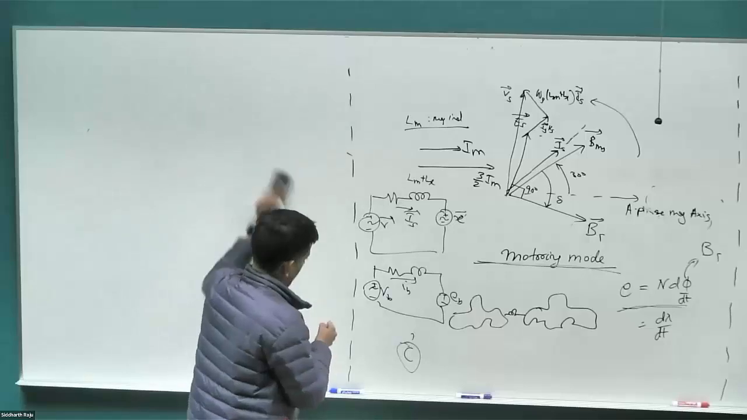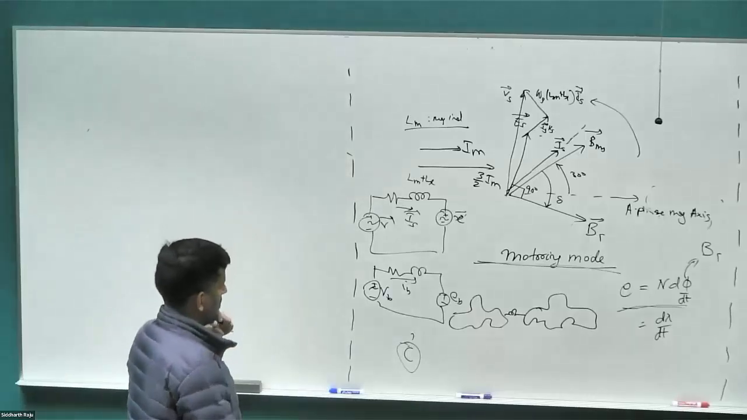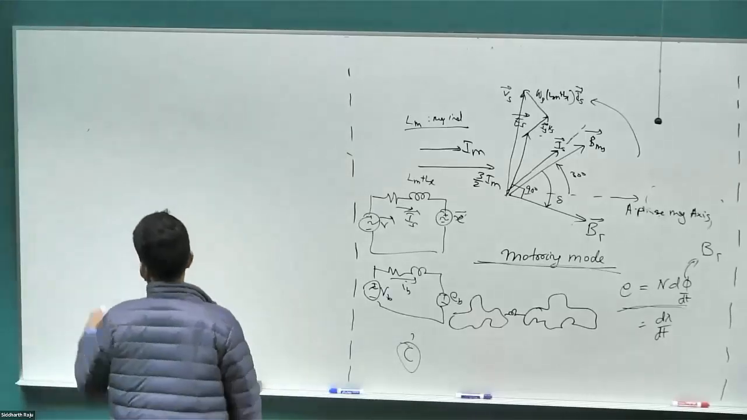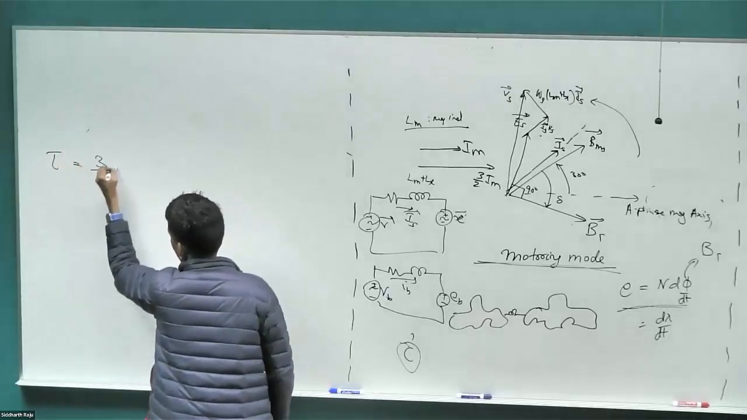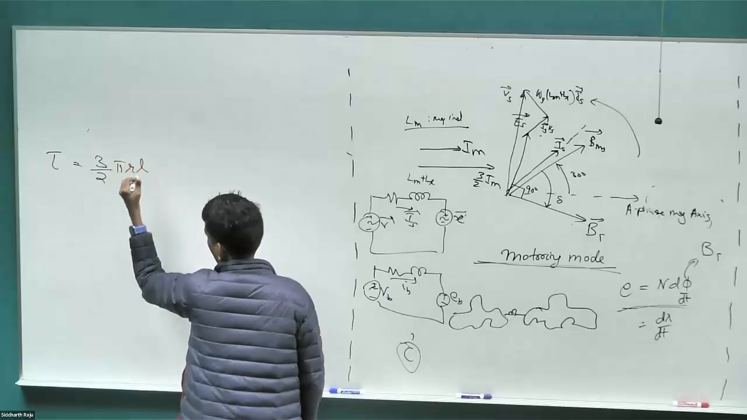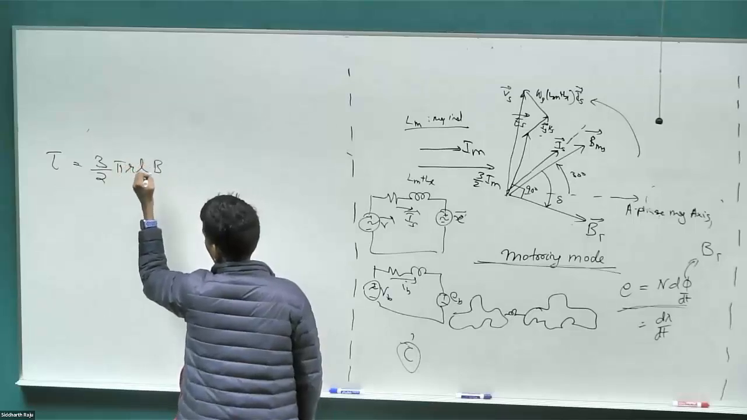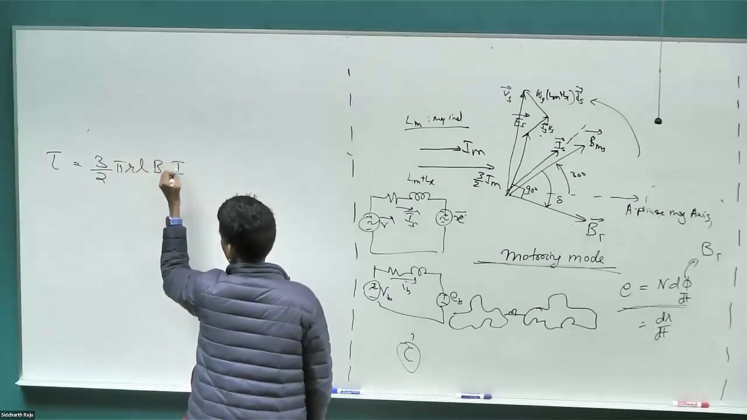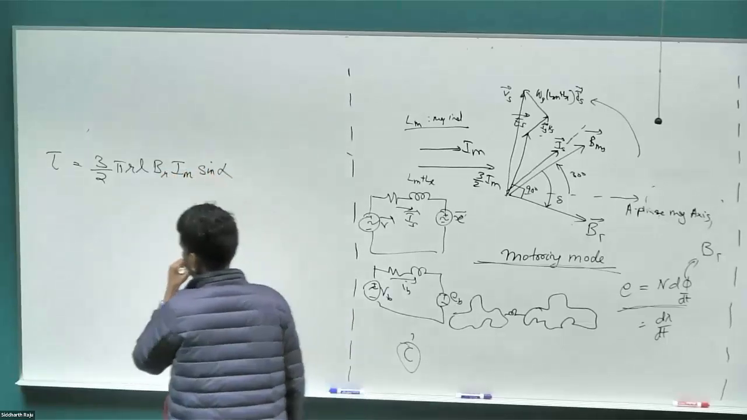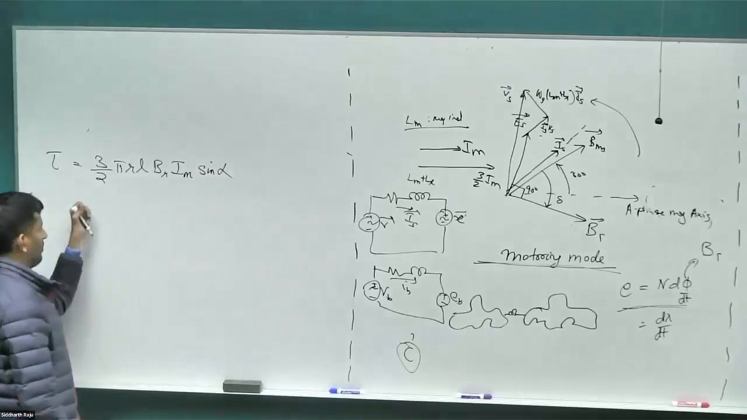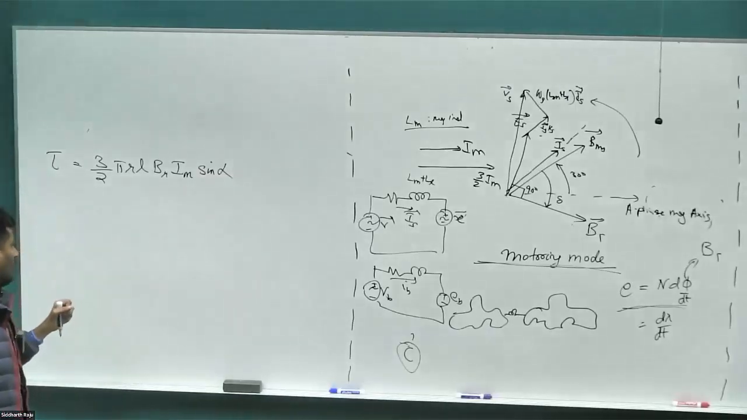So let's quickly, we have looked at the PMAC, but the torque is missing. So the total torque, again we have derived this, so I'm not going to redo the derivation. Pi RL BR times IM times sine of delta. So this was the equation we got for the net torque in the motor.